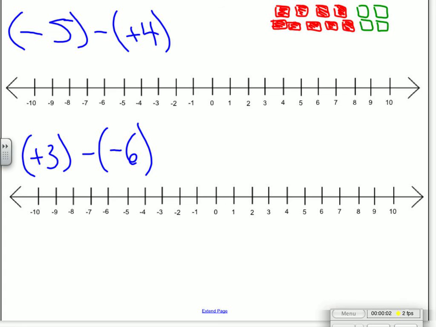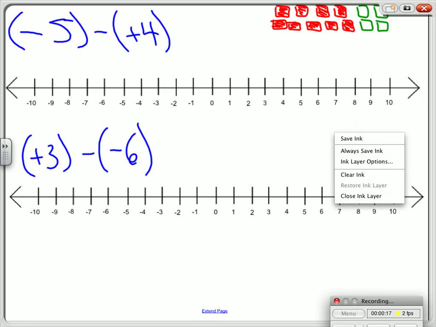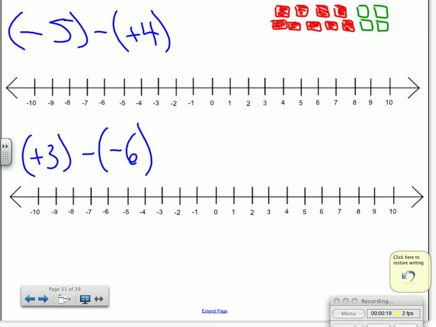So we are subtracting integers on a number line. Now, -5 minus +4. Starting on the number line, just like we did when we were adding on the number line, we always take the first number. When we look at the first number here and here, that's just where we start on the number line. So this is our starting point for this one, and +3 here is our starting point for that one.